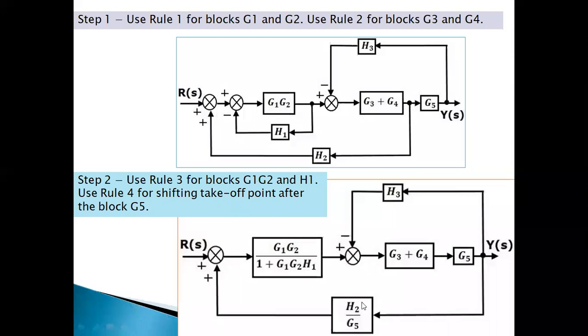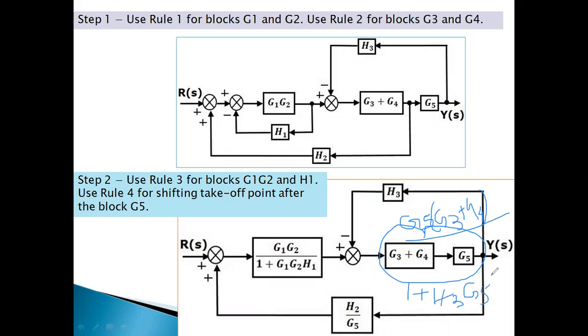Now if we observe, these two are connected in series. Again, merge them into a single block, G5 into G3 plus G4. This becomes G by 1 plus GH, where H is H3 and G is G5 into G3 plus G4. So finally, if we apply the same formula, we replace the entire thing with this one.